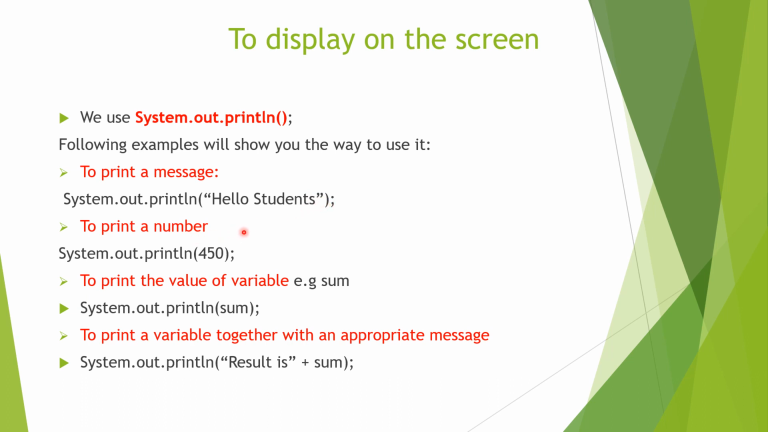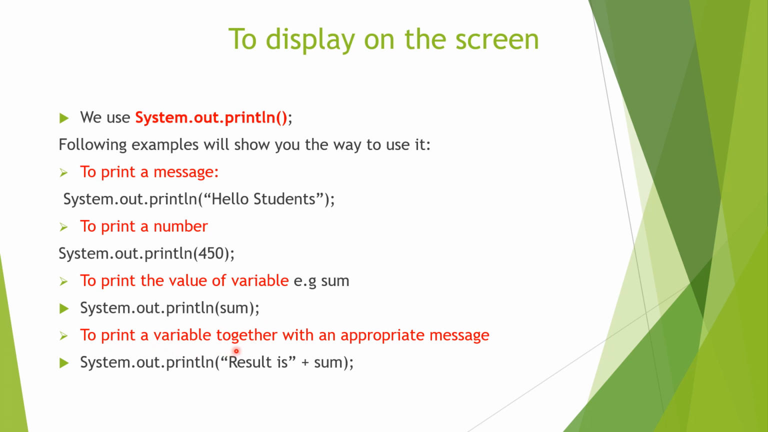And to print any number, we simply write the number within these braces. System.out.println and the number. The output will be 450. Next is to print the value of a variable. For example, sum is a variable and the value of sum is 100. Suppose sum equals 100. Then if you write System.out.println(sum), the output will be its value, and that is 100. So 100 will be displayed.